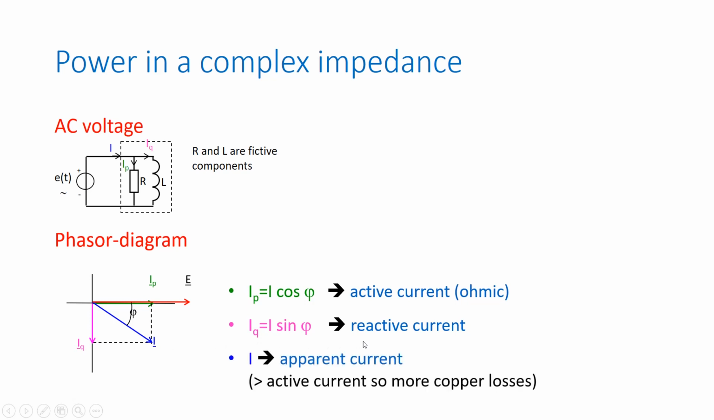I is called the apparent current, and that is the vector summation of IP and IQ. And of course, you can calculate it by taking the square root of IP squared plus IQ squared. So IP is the active current, IQ is the reactive current, and I is the apparent current. And that apparent current is always higher than the active current.